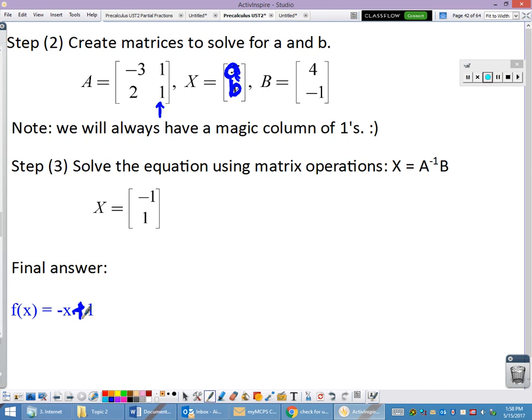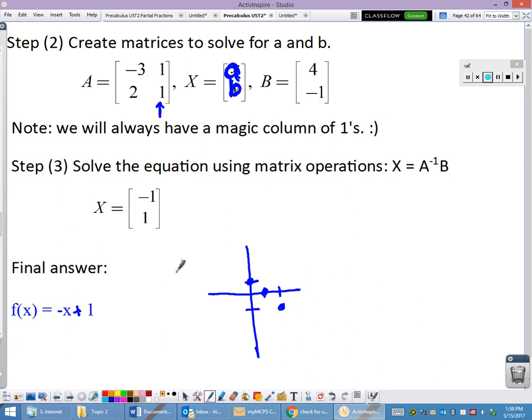Okay? And again, if I were to graph that equation, -x plus 1, I would find that my y-intercept is 1, and then I go down 1 over 1, and I could keep doing that.